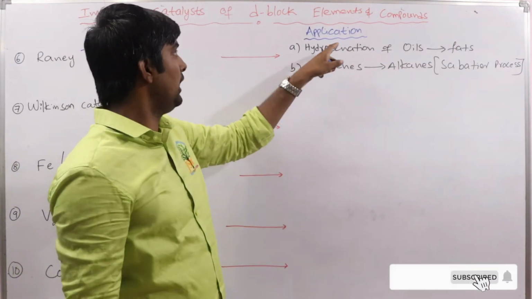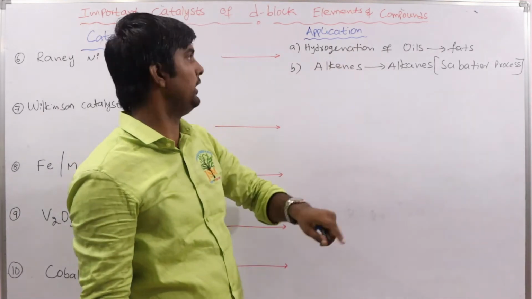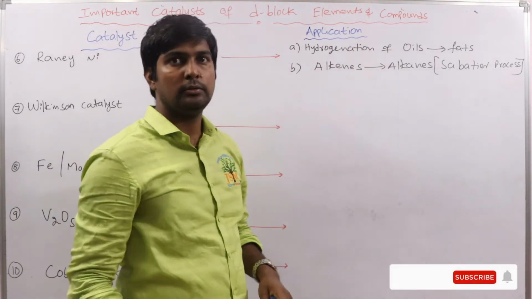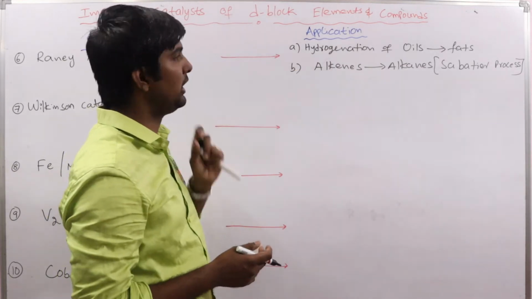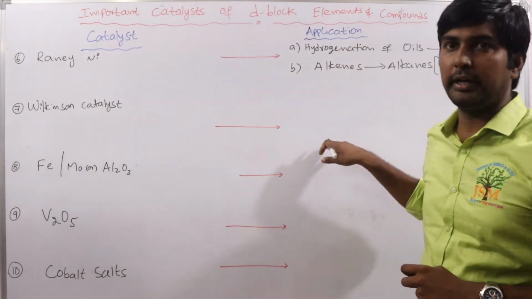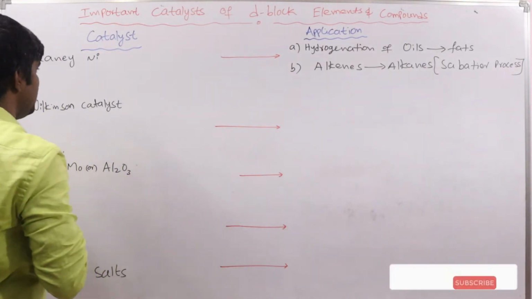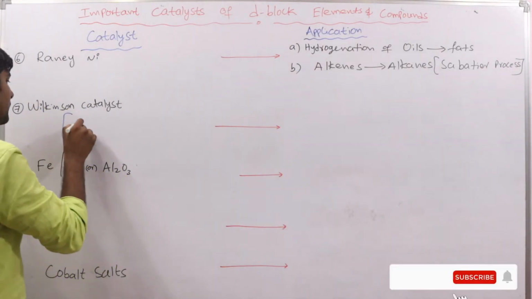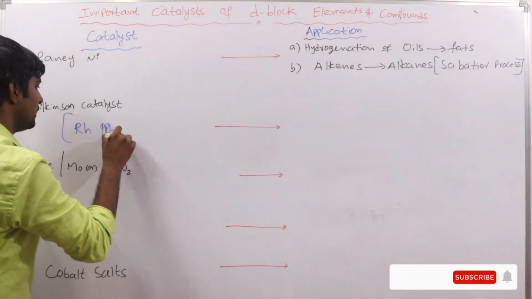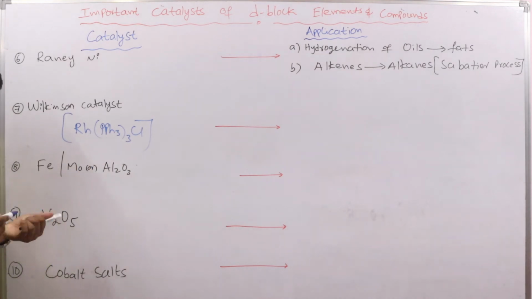Clear? One is hydrogenation of oils into fats. This is also reduction only. And alkenes are reduced into alkanes. So among the many applications, these are very important. Next one is Wilkinson catalyst. What is Wilkinson catalyst here? It is a rhodium complex. So this is the Wilkinson catalyst.